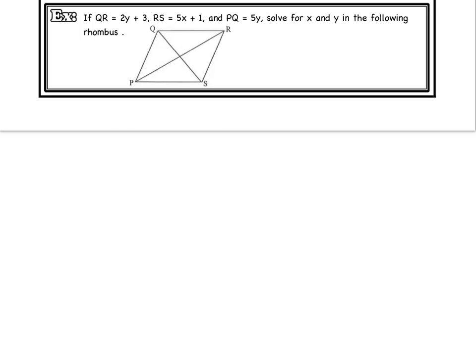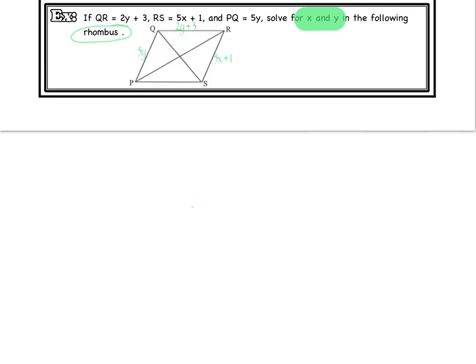All right, the final question of these notes is: if QR equals 2y plus 3, RS is 5x plus 1, and PQ is 5y, my task is to solve for x and y in the given rhombus. So what shape am I given? It's a rhombus. So what information is given? Let's go ahead and write in what we know.